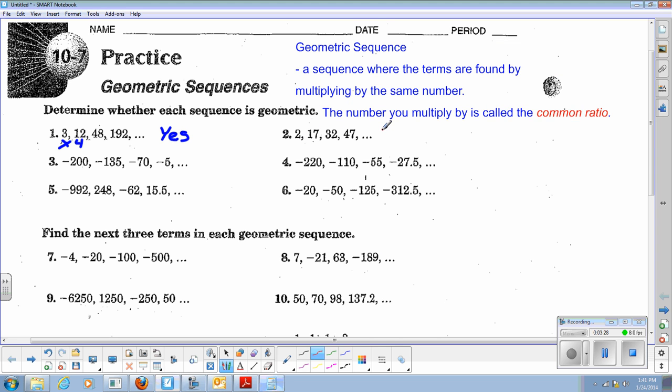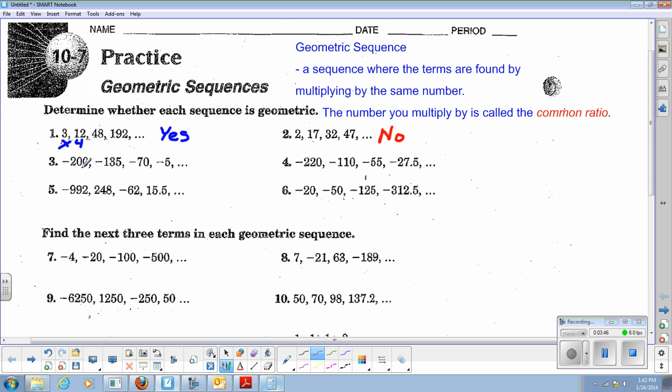So our answer on this one is no. This is not geometric because it's doing a plus 15. The first one was because I was timesing by 4. This one is not because it's adding the same amount every time. Geometric is always multiplying. Let's look at number 3.